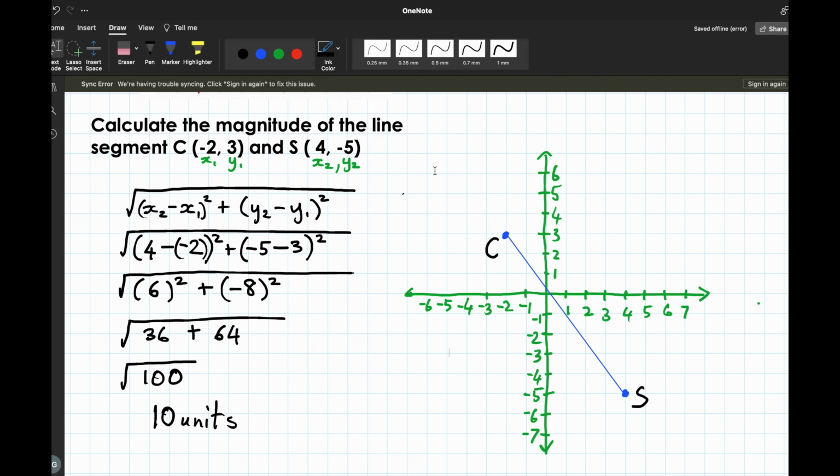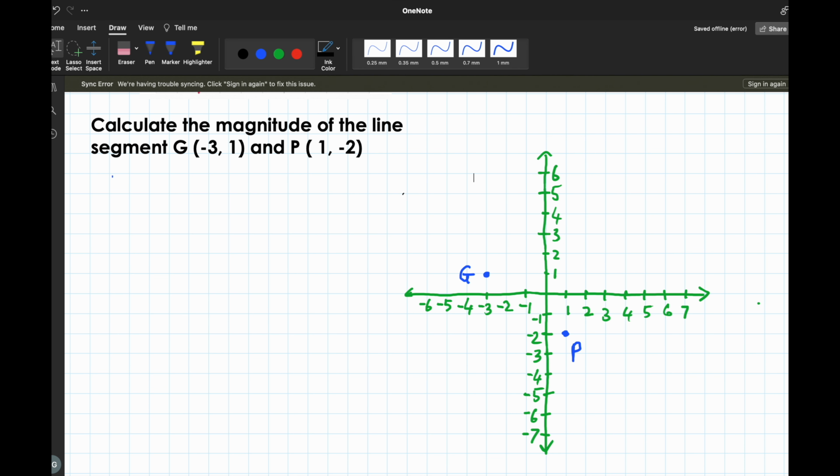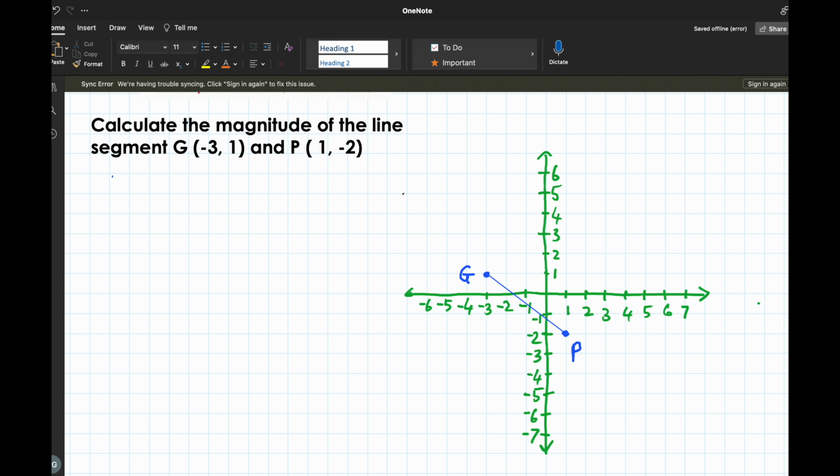By the way, when we do these kinds of questions, we don't always get whole numbers. In this case we got whole numbers so that you can see what it's like going through the process, to make it a little easier to calculate. In reality, there are times we could get decimals as well. Everybody got this? All right, so you guys try this: calculate the magnitude of line segment GP, where G is (-3, 1) and P is (1, -2). Let's see how y'all work this out.